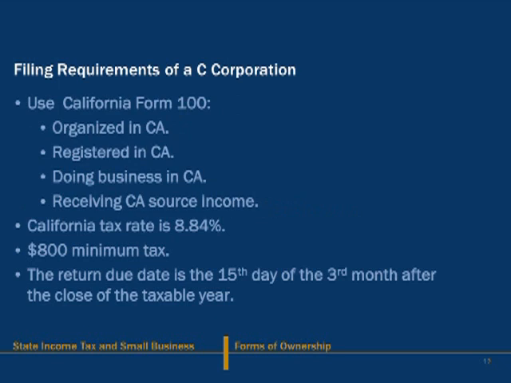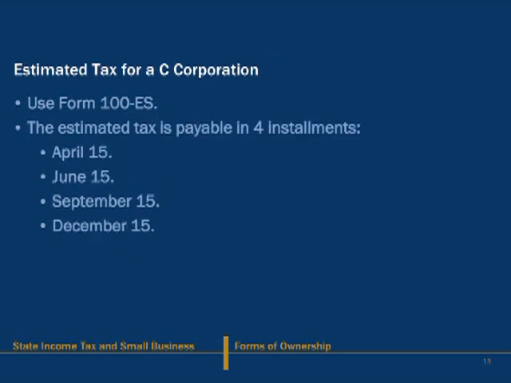The $800 minimum franchise tax is due the first quarter of each accounting period and must be paid whether the corporation is active, inactive, operates at a loss, or files a return for a short period of less than 12 months. The minimum franchise tax is waived on newly formed or qualified corporations filing an initial return for their first taxable year. The return due date is the 15th day of the third month after the close of the taxable year. Estimated taxes are due and payable on April 15th, June 15th, September 15th, and December 15th.